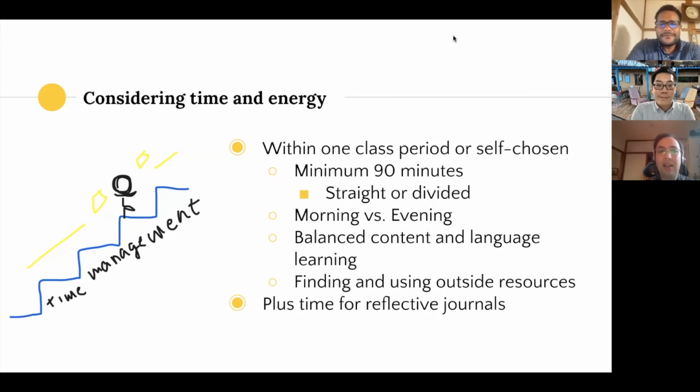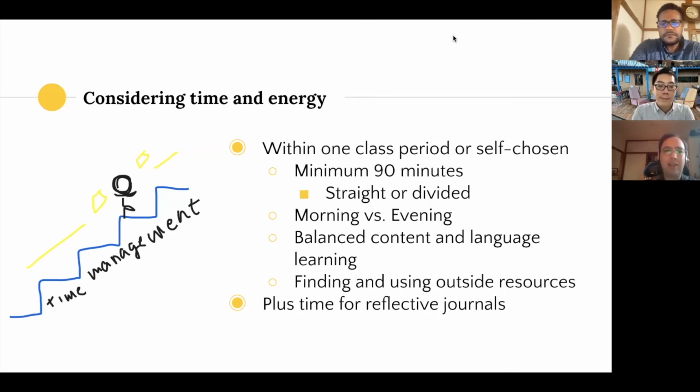So in addition to the environmental issues, students need to consider their time and energy. We give them one class period a week to do their work, but it's optional. They can take time on other days to study. They can break it up into several days or do it all at once. They have a choice between mornings and evenings, so they have a lot of flexibility in what they can do.